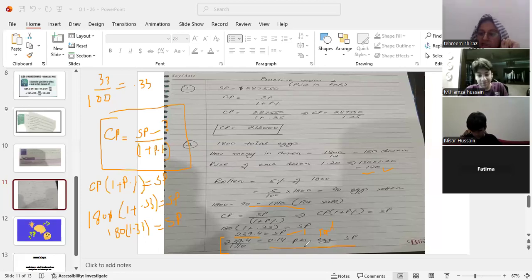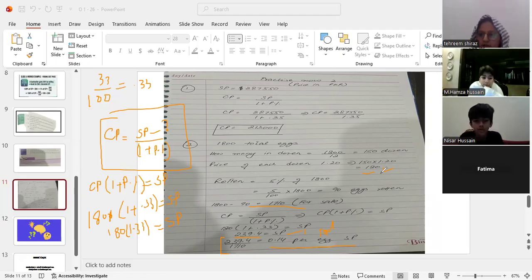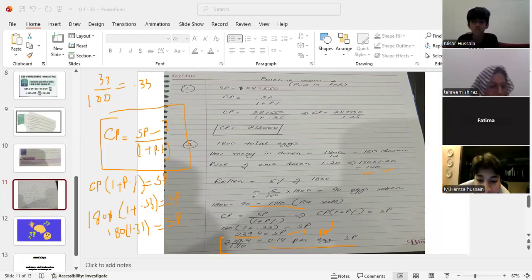Is this clear? So if he wants to earn a profit of 33%, he needs to sell one egg at the rate of 0.14. Is this clear to everyone? Can this formula simply solve the queries? Hamza Hussain, can you tell me beta if this is the easiest way?